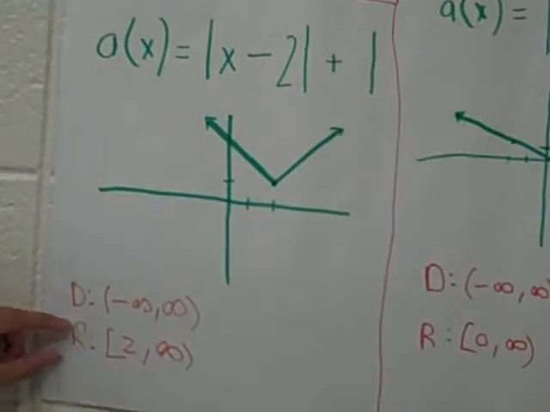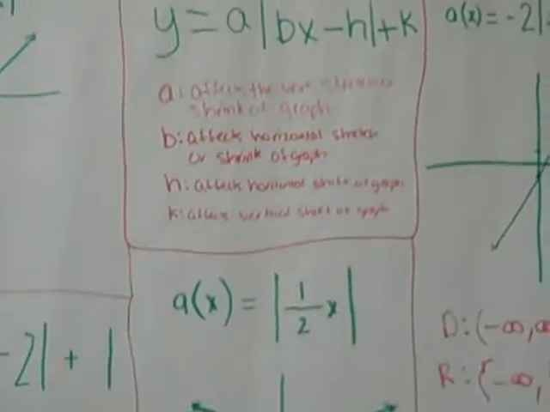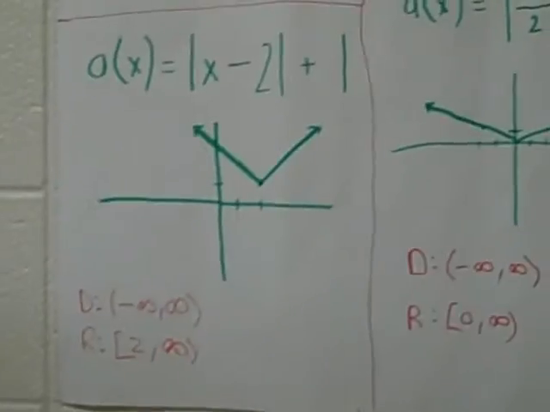The domain will always stay the same no matter what happens, but the range will be different according to the k. It's just the opposite of h.